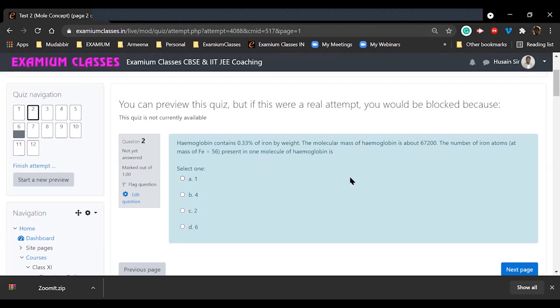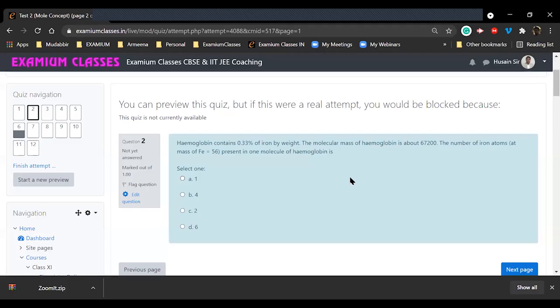Just for iron, we have to take 56 u, which we know, sir. Because here also it has been asked the number of iron atoms instead of number of nitrogen atoms, here iron atoms. So the molecular mass is given as 67,200. It means in one molecule there will be 67,200 units total. Out of these 67,200 units, 0.33% units will be of iron. Okay, it is given 0.33% of iron by weight is there in hemoglobin.